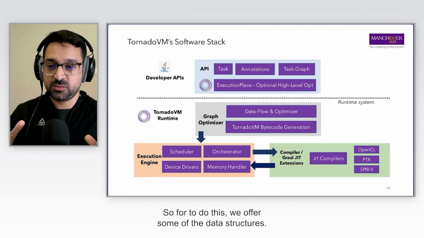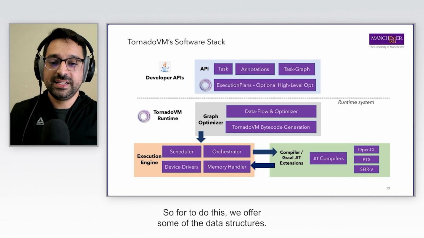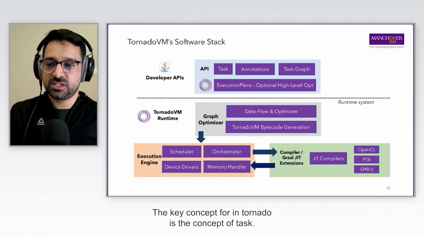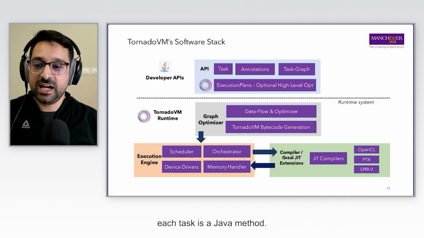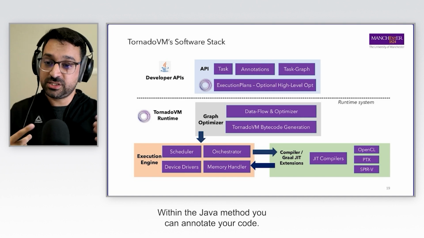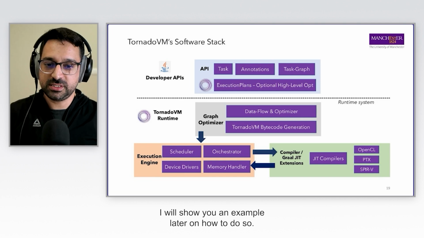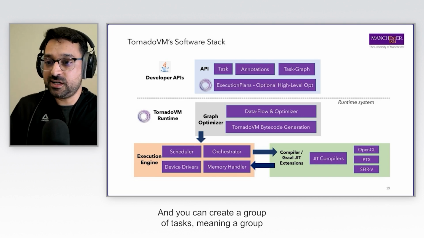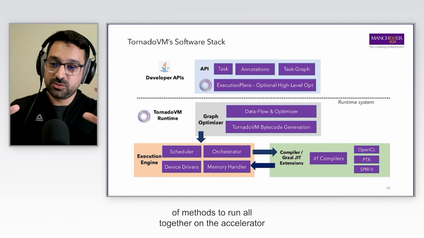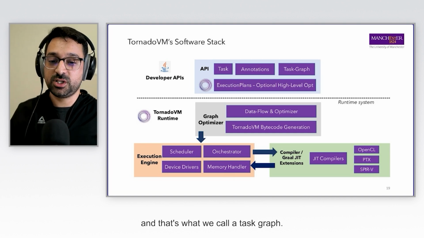So to do this, we offer some data structures. The key concept in Tornado is the concept of task. What is a task? It's a Java method, as simple as that. Each task is a Java method. Within the Java method, you can annotate your code. I will show you an example later on how to do so. And you can create a group of tasks, meaning a group of methods, to run all together on the accelerator. And that's what we call a task graph.